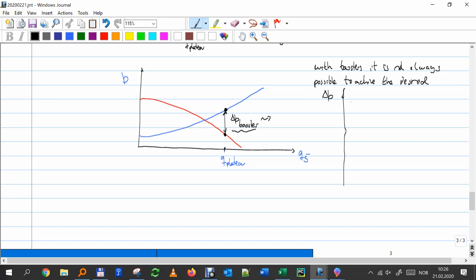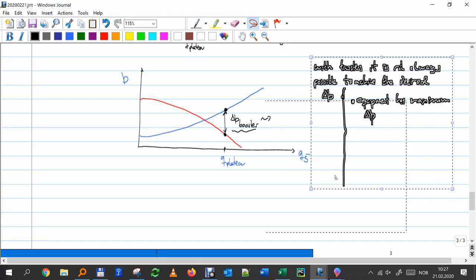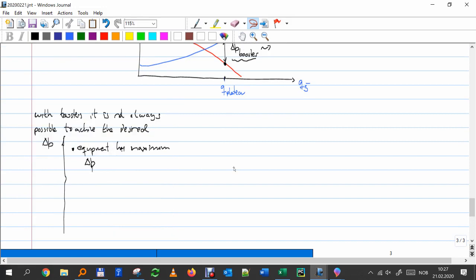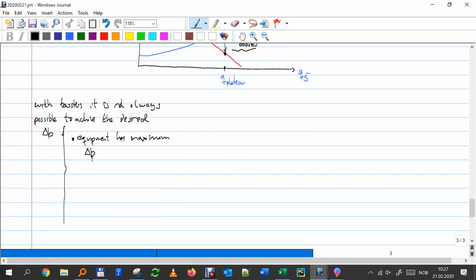Okay? Simply the equipment has a maximum delta P. Okay, the equipment has a maximum delta P specified. What are some of the other constraints?